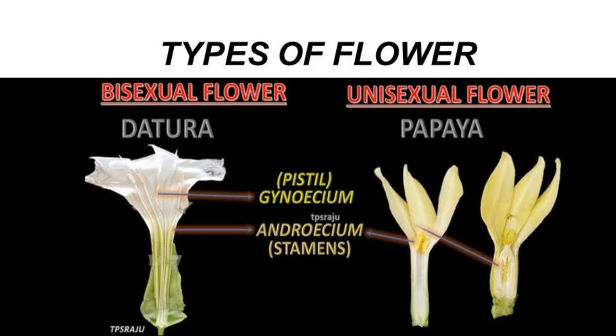So there are two types of flowers: one is bisexual and the other is unisexual. Unisexual flowers have two types, male flower and female flower. The one with androecium and without gynoecium is called a male flower. But the one with a gynoecium and without androecium is called a female flower. These are called unisexual flowers.